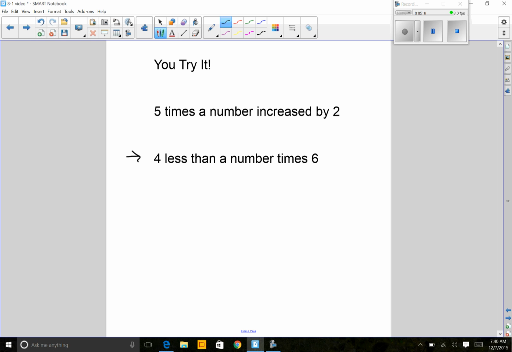So 5 times a number increased by 2 would be 5 times, and you have to have parentheses for these, a number increased by 2. So we have the number increased by 2, and we have to have 5 times that. Next, 4 less than a number times 6. Now this is a little bit tricky. A number times 6 would be n times 6. We want 4 less than that. A number times 6, we want 4 less than it. So it would be n times 6 minus 4.